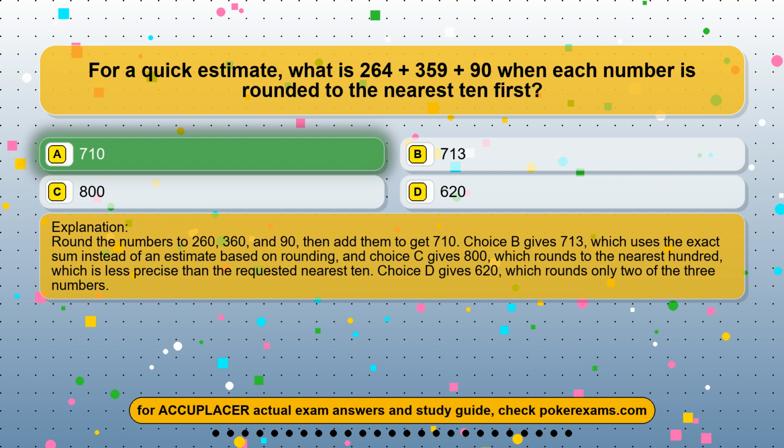Choice B gives 713, which uses the exact sum instead of an estimate based on rounding, and choice C gives 800, which rounds to the nearest 100, which is less precise than the requested nearest 10. Choice D gives 620, which rounds only two of the three numbers.